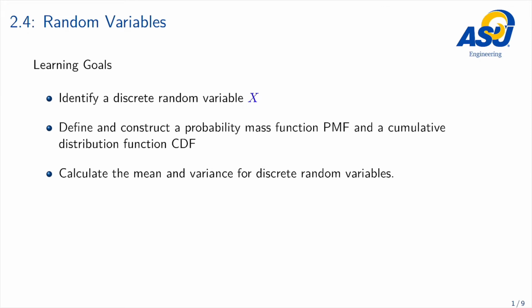This is section 2.4, random variables, and in this video we are going to identify a discrete random variable, define and construct a probability mass function, PMF, and a cumulative distribution function, CDF. Also, we'll calculate the mean and variance for discrete random variables.